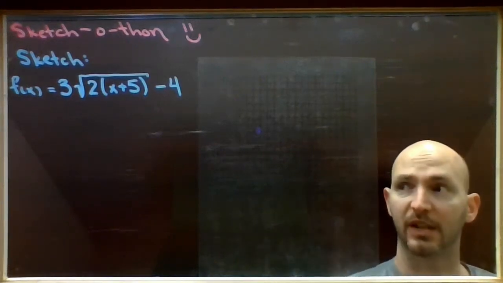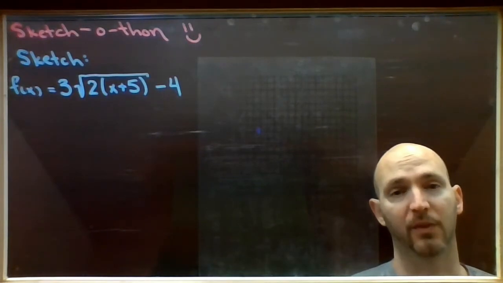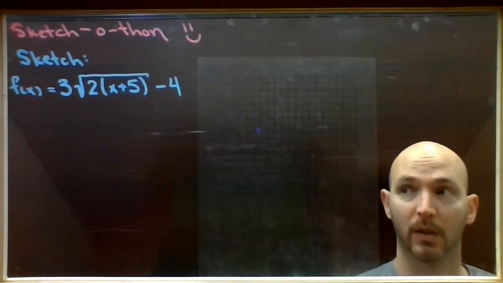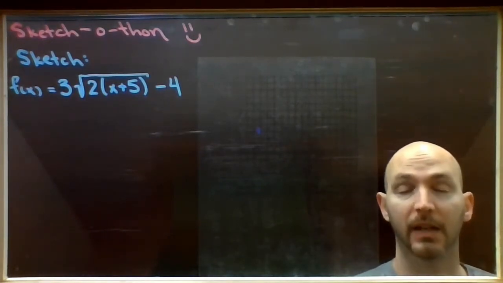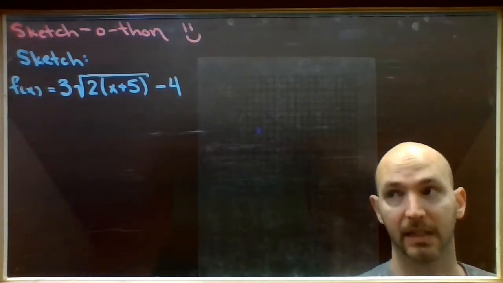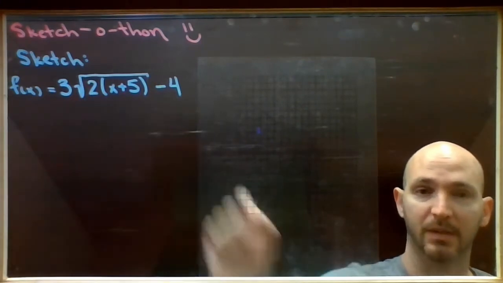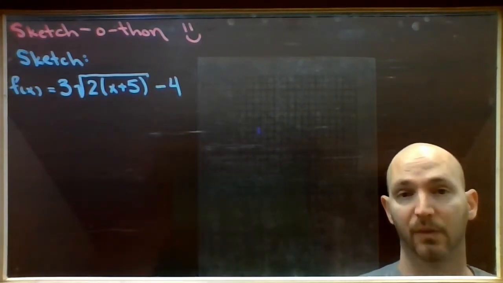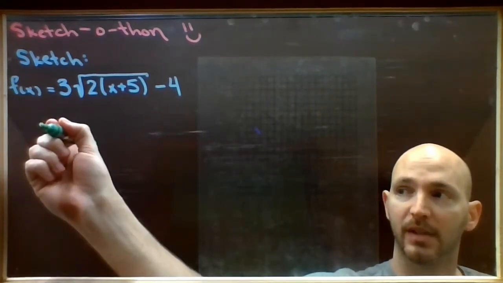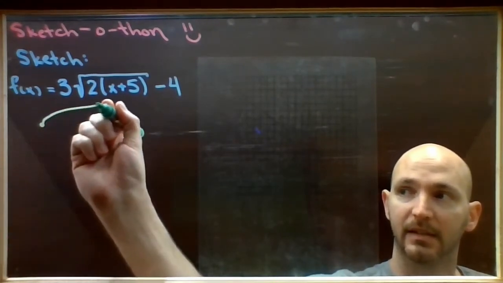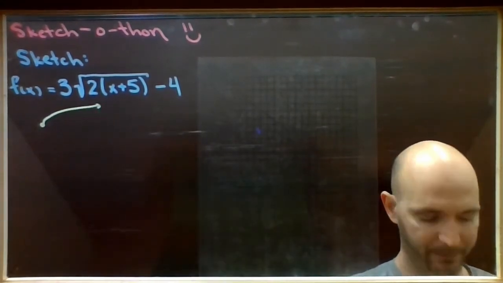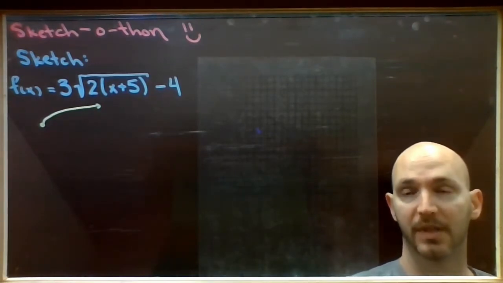So to sketch this function, I'm going to have to go through and identify what all of those numbers do to the basic shape, as well as which basic shape it is. Looking up at this function here, I have a square root symbol there. That means that it's a radical function, and radicals are the ones that look sort of like this, the fallen over parabola.